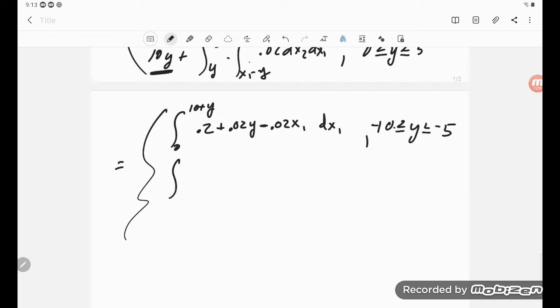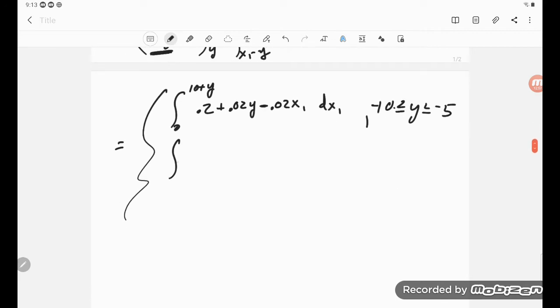We have our integral from 0 to 5 of this same thing, 0.2 plus 0.02y minus 0.02x1 dx1, for minus 5 less than y less than or equal to 0.